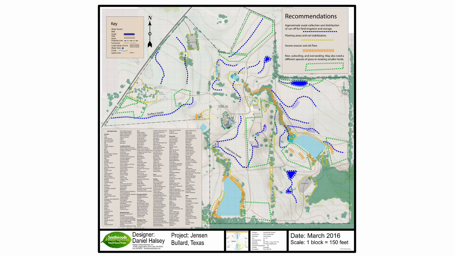So the key up in the upper right was for the different areas, different suggestions of things being done in this area. And then you can also see a slight aerial picture and the contour lines in the background.